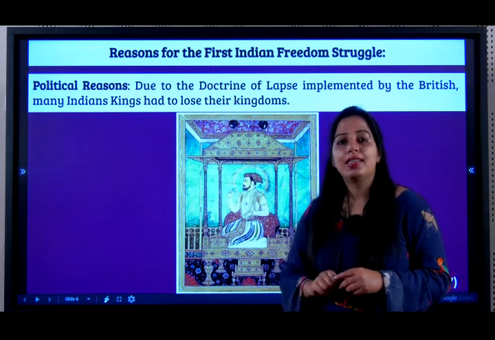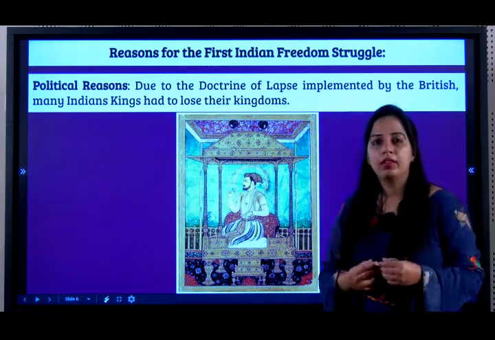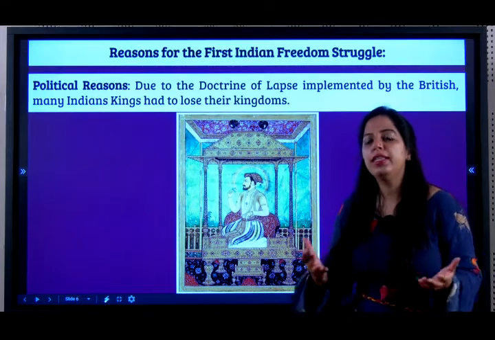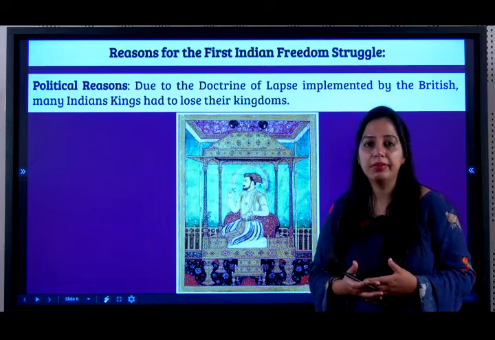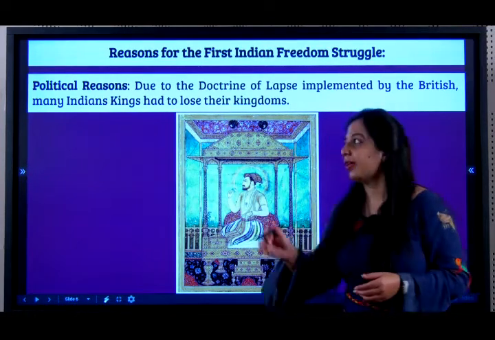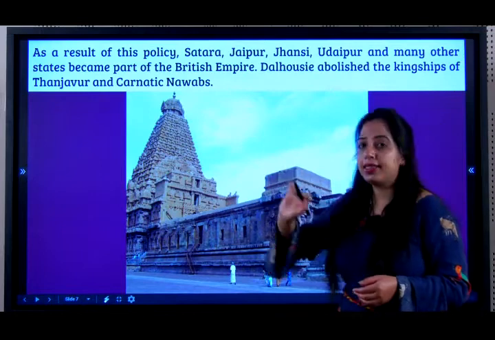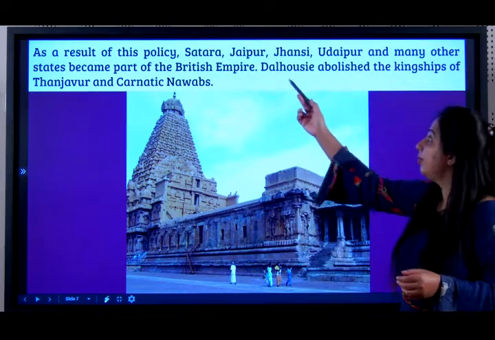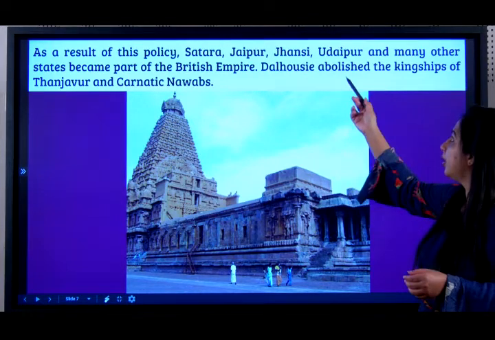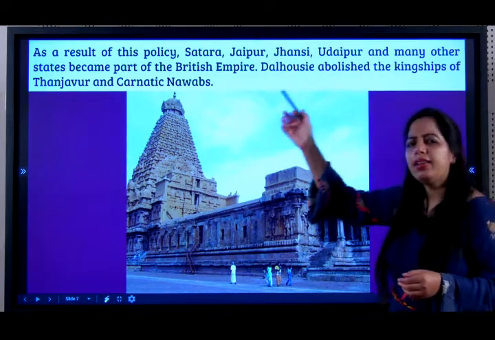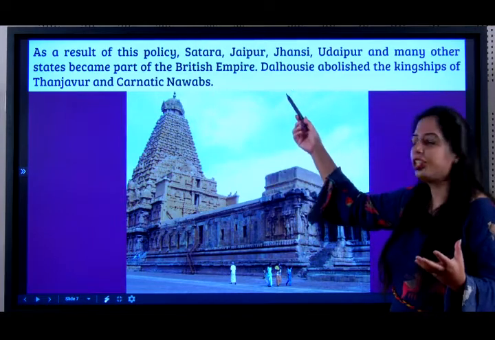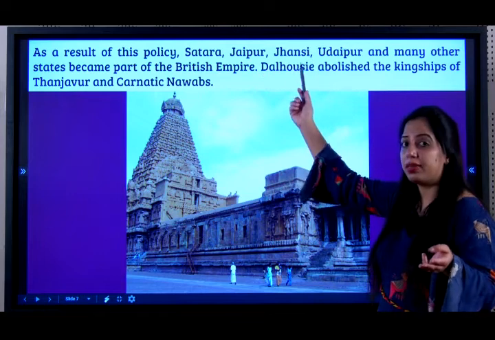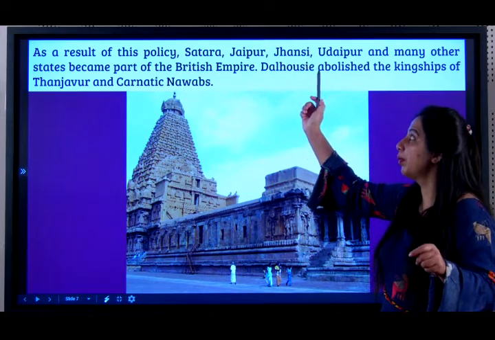Let us start discussing the political reasons. First one. Because of the doctrine of lapse, a lot of Indian kings had lost their kingdoms and they were very unhappy about it. As a result of this policy in particular, Satara, Jaipur, Jhansi, Udaipur and many other states became a part of the British Empire. You must know at least 3 such names compulsorily from the examination point of view.